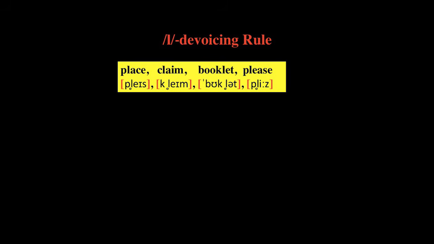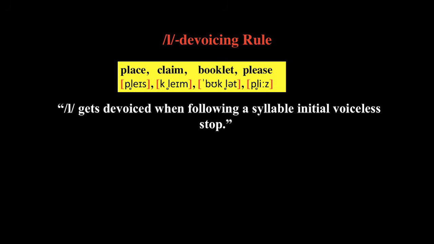So as a phonological rule statement, we say that L gets devoiced when following a syllable initial voiceless stop. I repeat, L gets devoiced when following a syllable initial voiceless stop. This is very clear since the L sound is actually following an initial voiceless stop of a certain syllable. Please, place, or claim are monosyllabic words, and L is exactly after the initial sound of these monosyllabic words, which are actually voiceless stops.